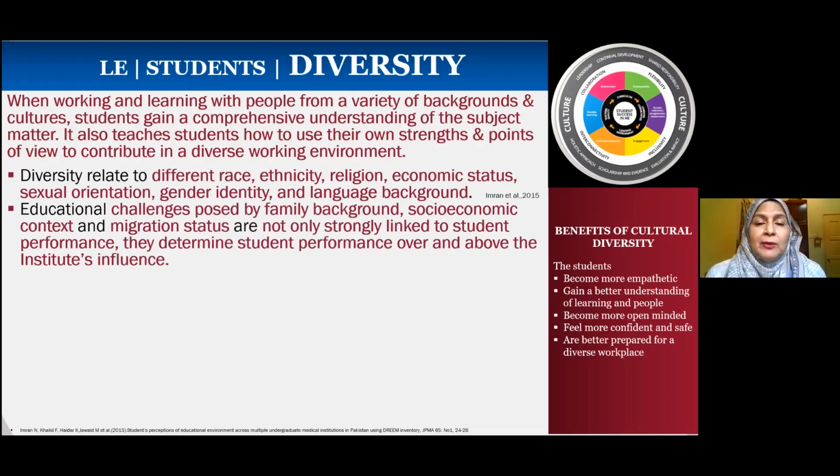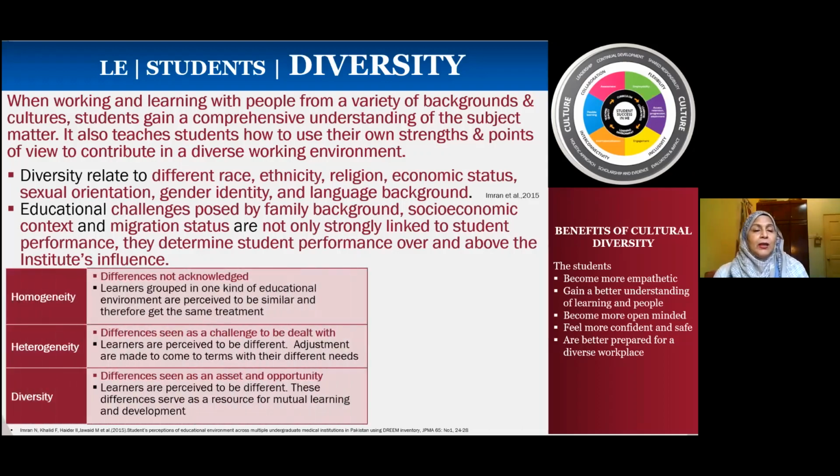Educational challenges posed by family background, socioeconomic context, and the migratory status are not only strongly linked to students' performance, they determine students' performance over and above the institute's influences. So these are very, very important indicators. How the university tackles them, how the faculty tackles them: one concept is homogeneity, where the differences are not acknowledged at all. So learners are grouped in one kind of educational environment and perceived to be similar, and therefore get the same sort of treatment, which is practically a bit of a handicap for the students who have come from an environment in which they are not familiar with those sorts of situations.